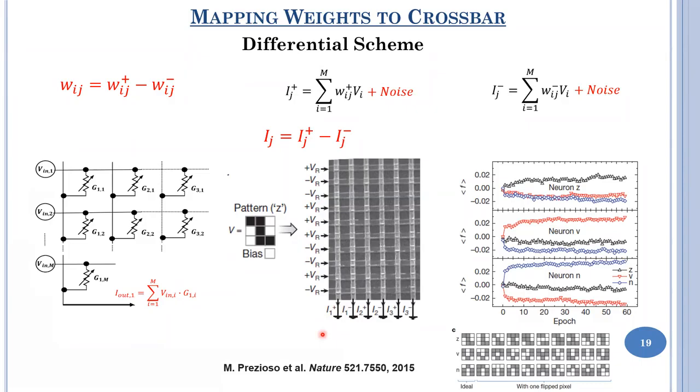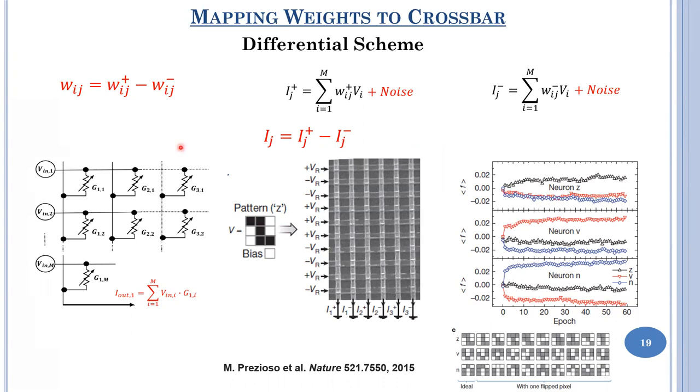Similarly, if you present to this network any image from class V, you'll see that the neuron I2 plus minus I2 minus has the highest current, which you can see even here. And if you present any image from class N, you'll observe that I3 plus minus I3 minus gives the maximum current, which you can observe here. So this is how you can train your network in software, but perform the inference in hardware on the RRAM crossbar. And this is how you can map your neural network weights onto your hardware crossbar.